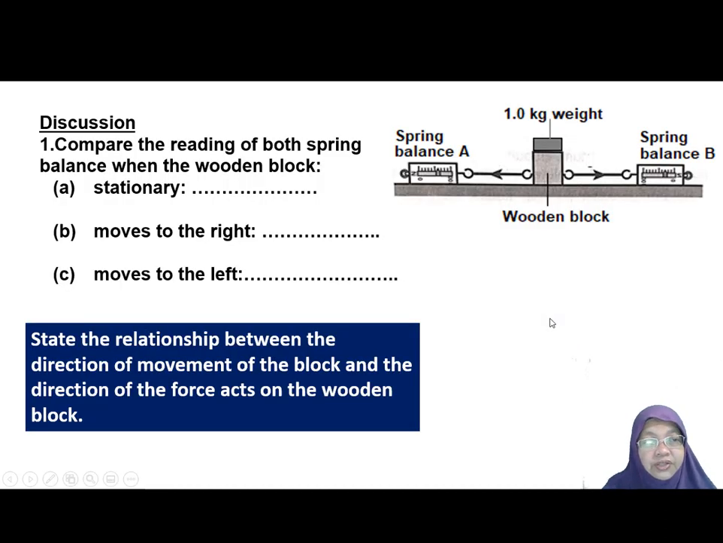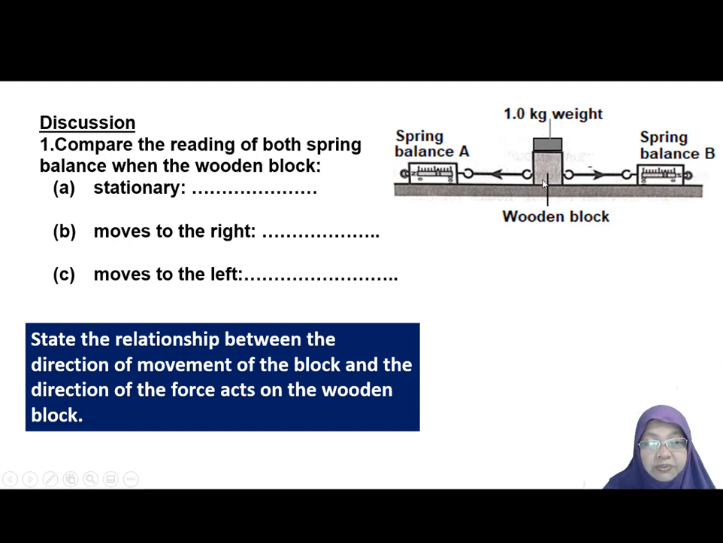Okay, so let us discuss what we have here. Okay, compare the reading of both spring balance when the wooden block is at rest, stationary. So when stationary, it should be the same. So let's say 5 Newton, here is also 5 Newton. So the resultant force is equal to 0. As a result, the wooden block is stationary.